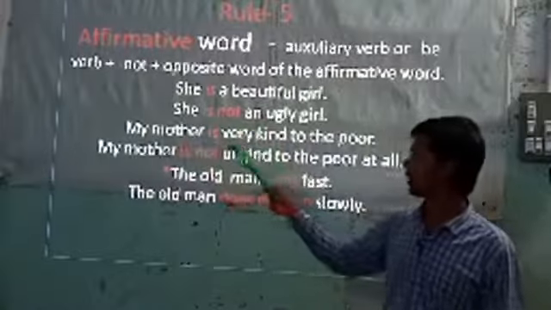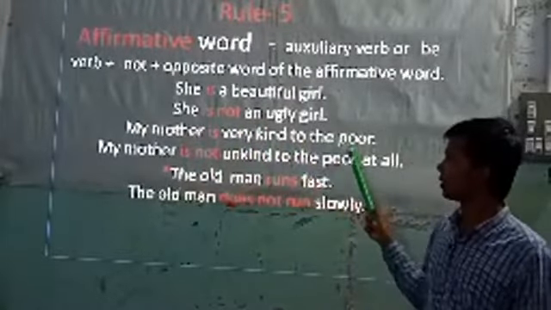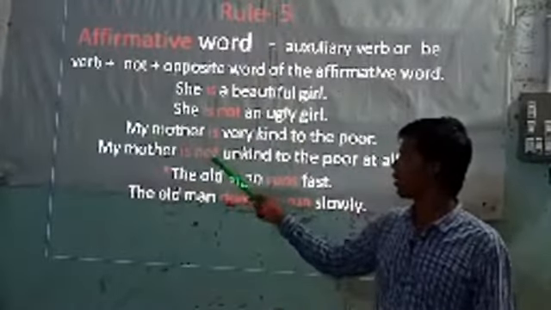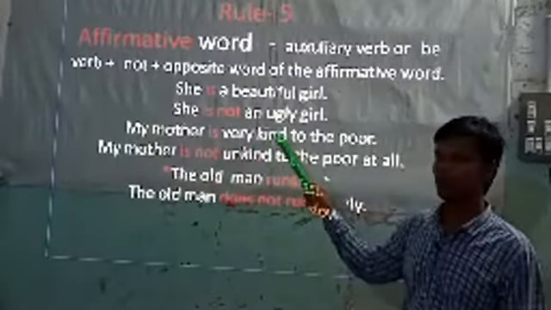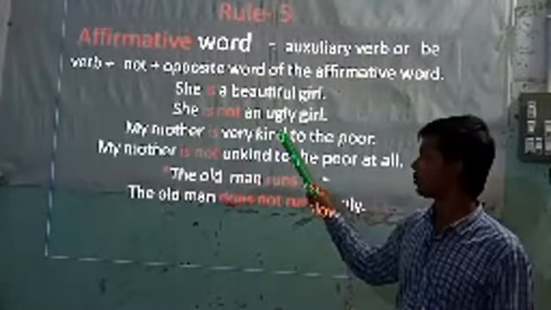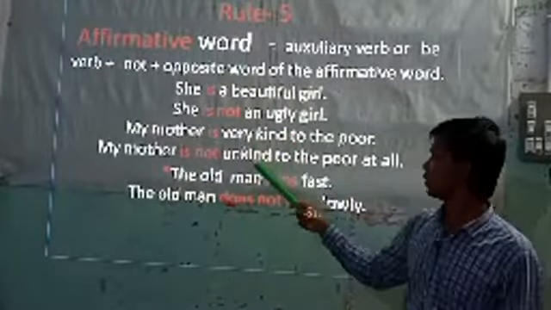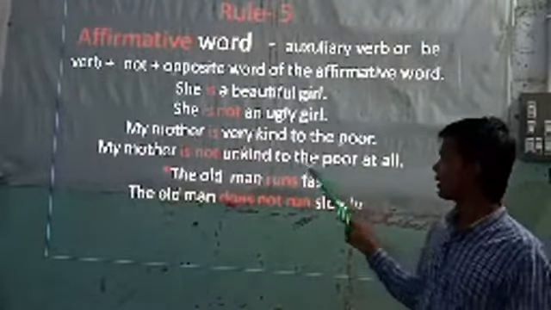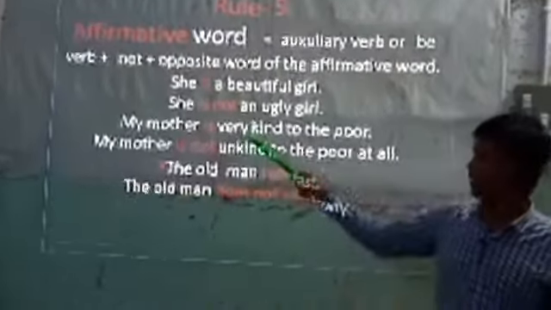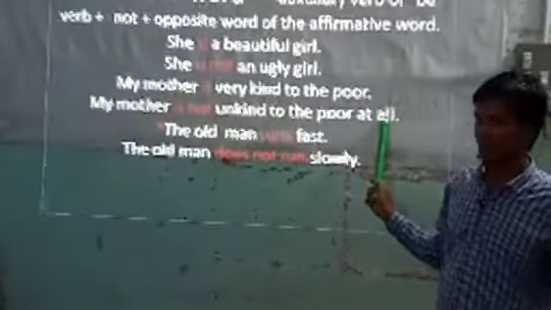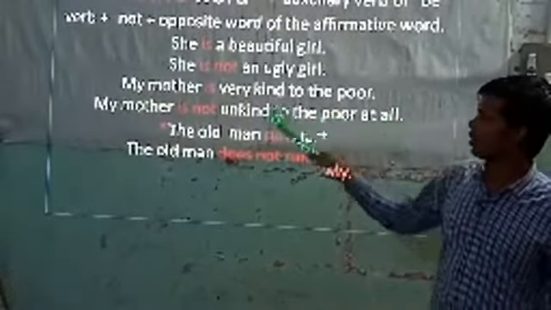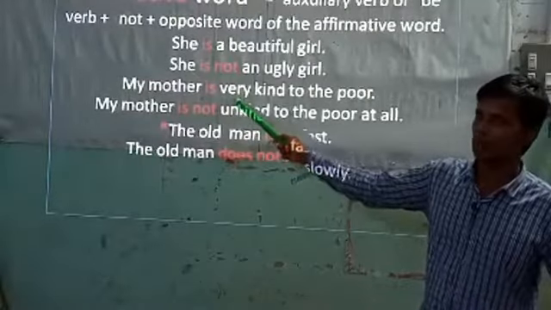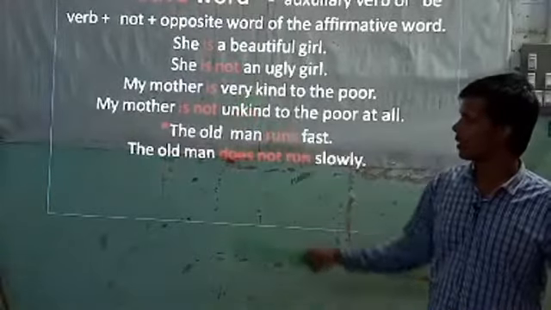My mother is very kind to the poor. My mother is not kind. The main word and the opposite word is unkind to the poor at all. In case of very, you must write at all at the last of the sentence, or you can write here, but you will have to put a comma here.